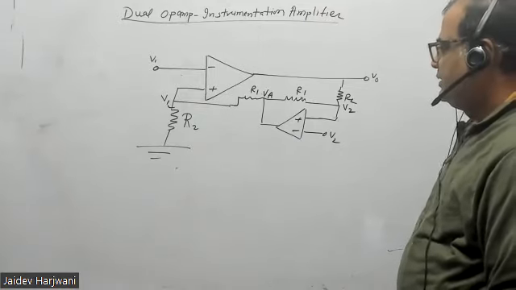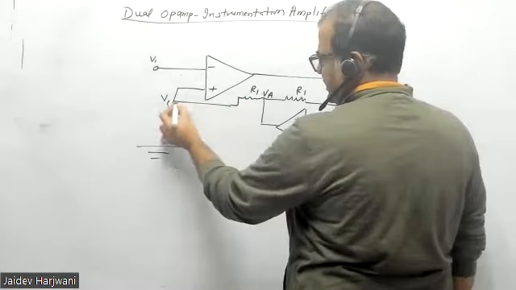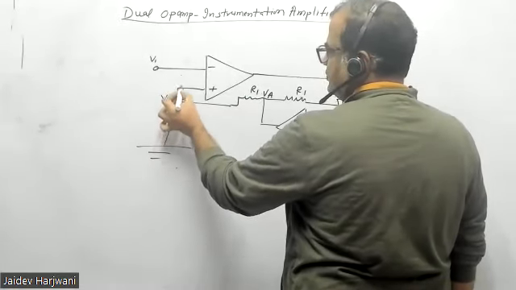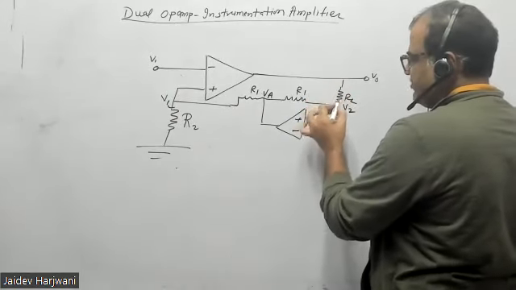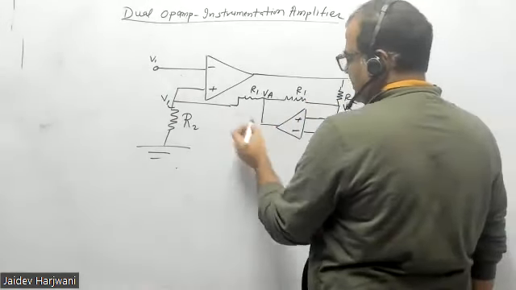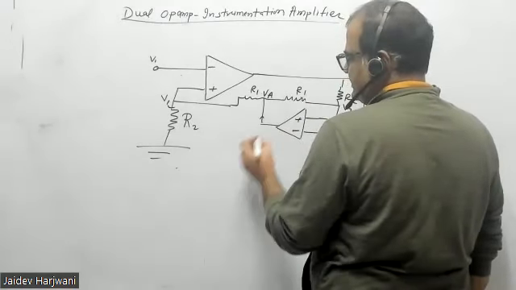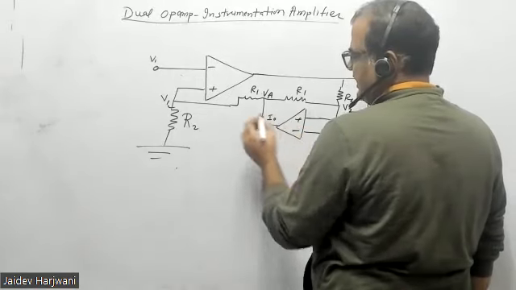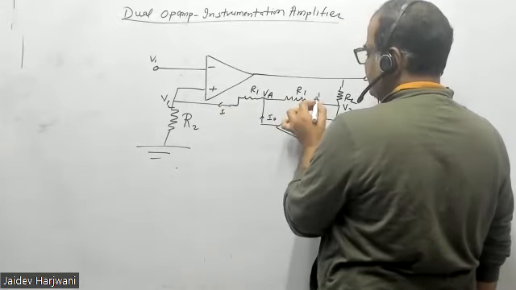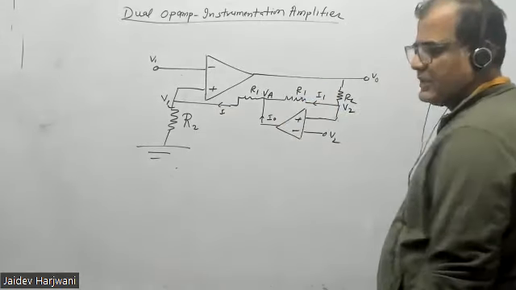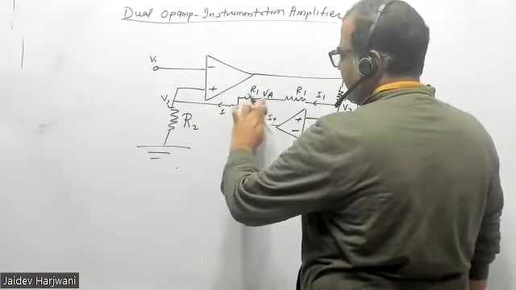Now you can see if some current is flowing here, that will be the same because no current is going here. Some current is coming from here, and some current is going here. Of course, some current is coming here, we don't know that current, so let us say this is I0, but we don't require this one. Say this current is I, this current is I, and say this current is I1. Now, if I know this current, I can immediately know what VA is.